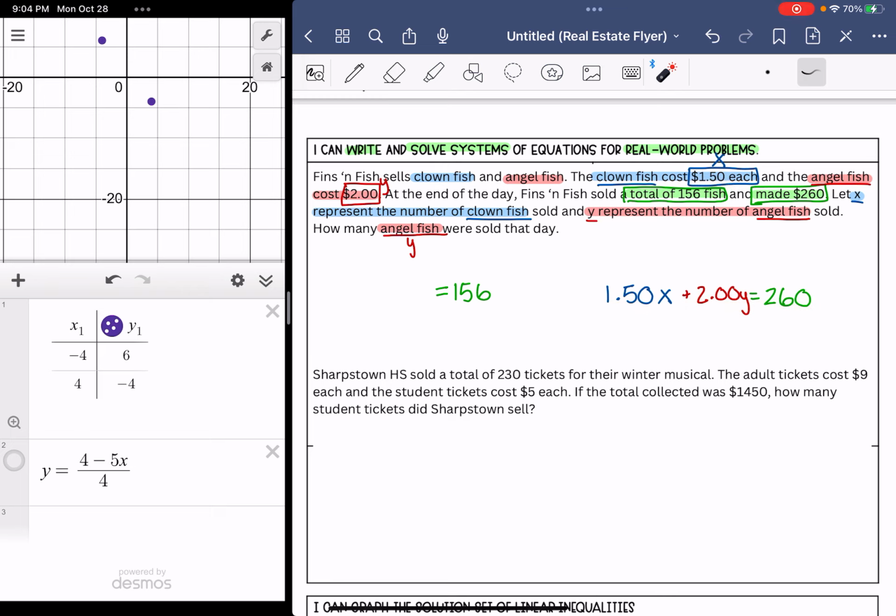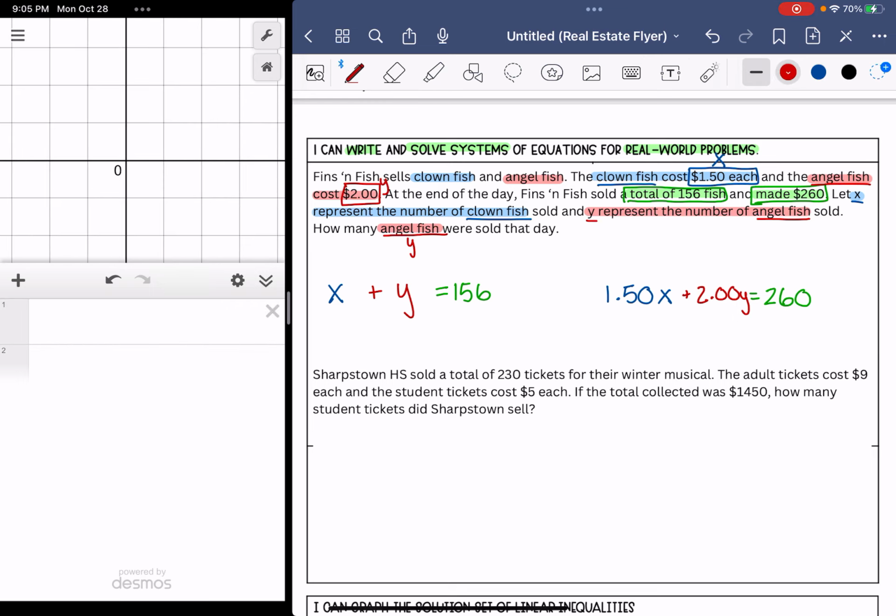I have no more numbers in my problem, so the only thing I can really do for an equation is just my variables. My number of clownfish plus my number of angelfish gives me my total number of fish. X was fish, Y was fish, 156 fish. All that's left to do is go ahead and graph and solve the system.